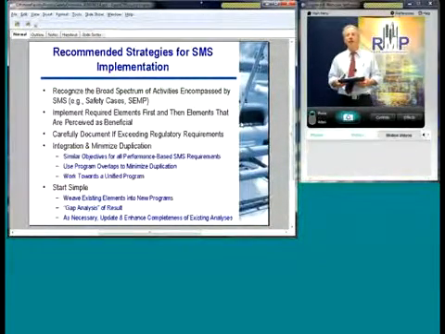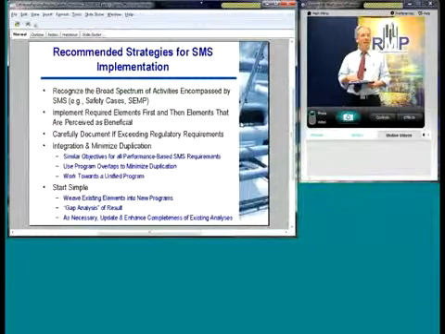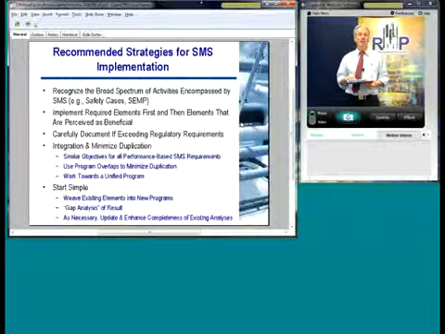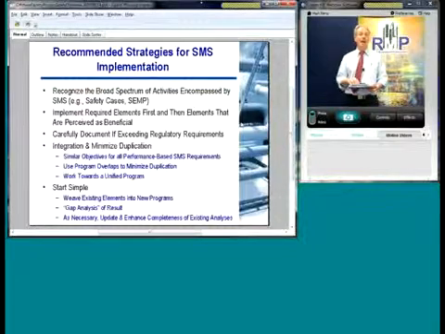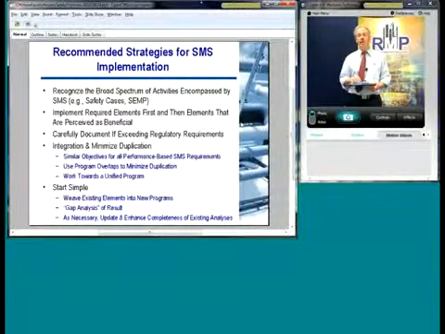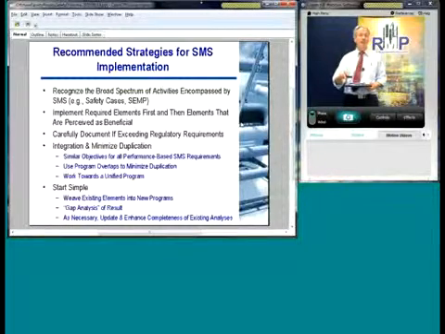Also, start simple. If you're really starting with a blank sheet of paper or you don't have a lot of these things out there, go ahead and get started on the different elements and then weave these things into your program. If you've got bits and pieces of operating procedures, take what you've got as a starting point and start pulling into the program. Take a look at what you've got in terms of a gap analysis, and then as necessary start filling in those gaps and update and enhance the completeness of any of the existing analyses or regulatory elements.